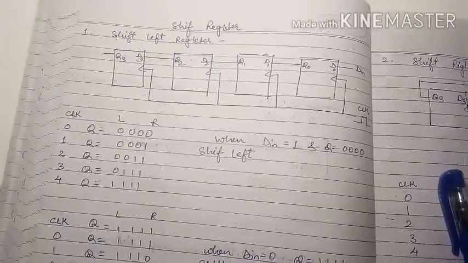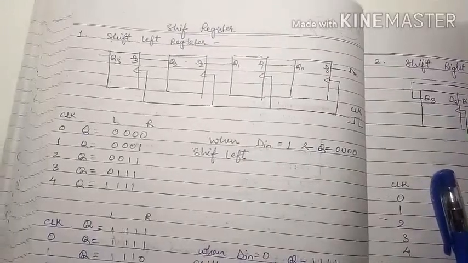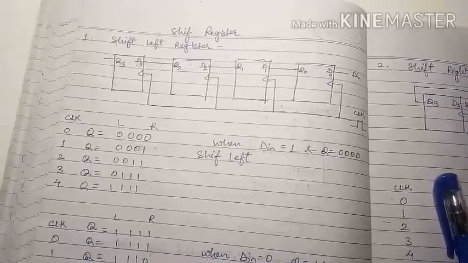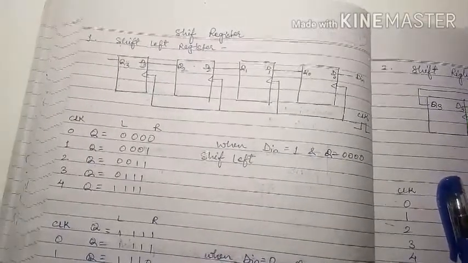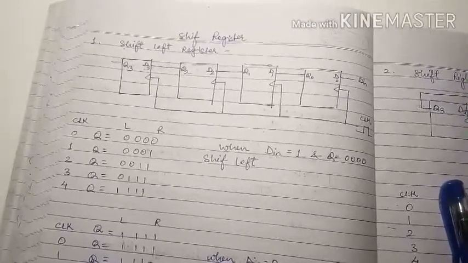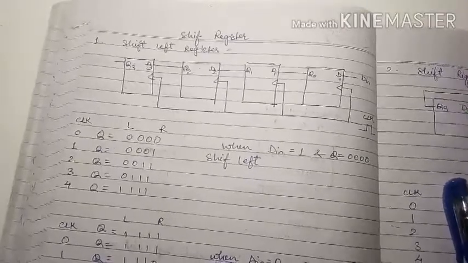Dear students, we have discussed sequential circuits in the last class, and we have studied the buffer register and shift registers. So we have seen how many types of shift registers there are. Now today we will be studying the shifting operation of data in the shift register.